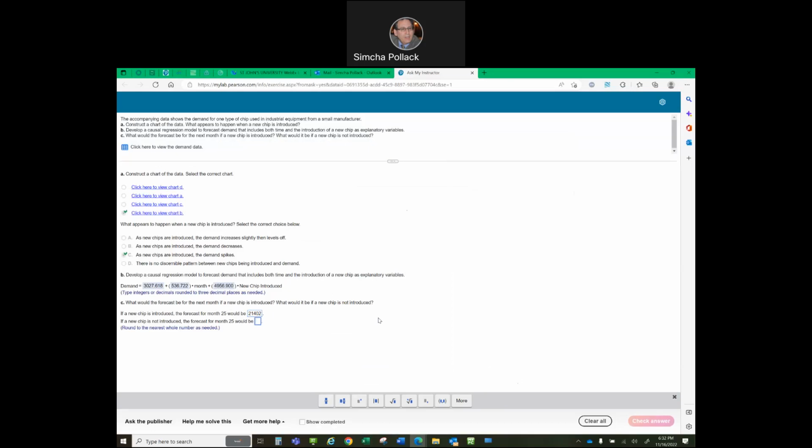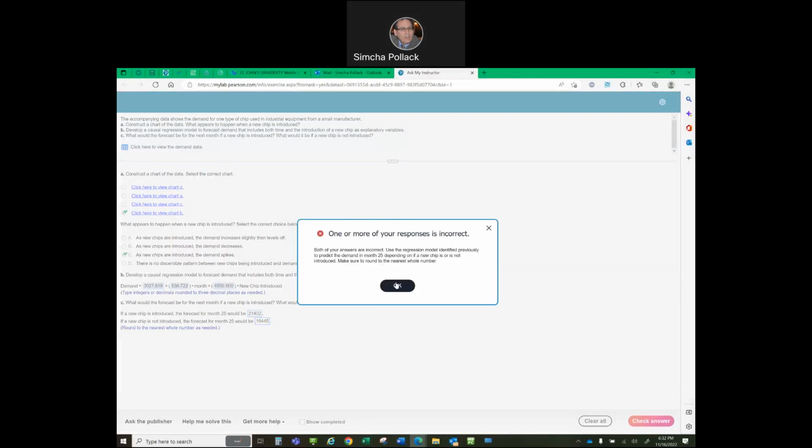So to get the answer when a chip is not introduced, this is a 0. Well, 0 times this is 0, so it's going to be 4956.9 lower. So minus 4956.9 lower comes out to 16,444.76, so it's 445. Check answer. Oh no, what did I do wrong?